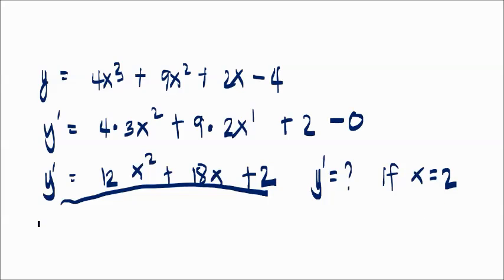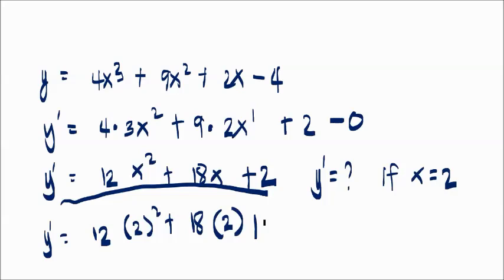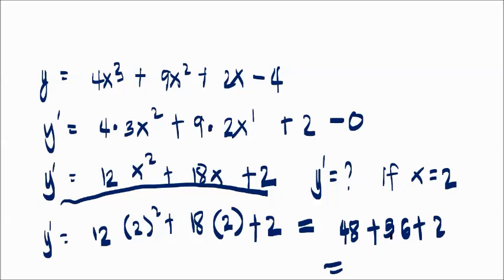So you just substitute 2 here. So y prime is equal to 12 times 2 raised to 2 plus 18 times 2 plus 2. So 12 times 4 is 48, I think. 48 plus 36 plus 2 is equal to 70 plus 16, 86. So your final answer is mostly numbers.